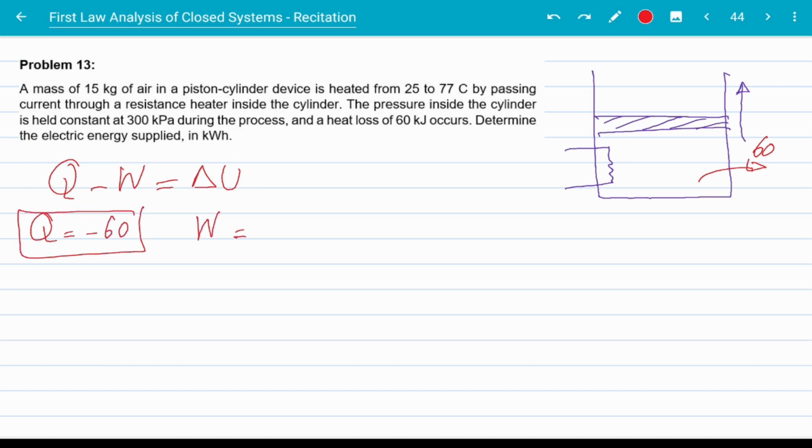How about W? W is the work out minus work in. Now work out, we are talking about expansion, so the system is doing work. So we are dealing with the boundary work, which for a constant pressure process is pressure times mass times V2 minus V1, minus the work of the electricity coming in, so work of electricity.